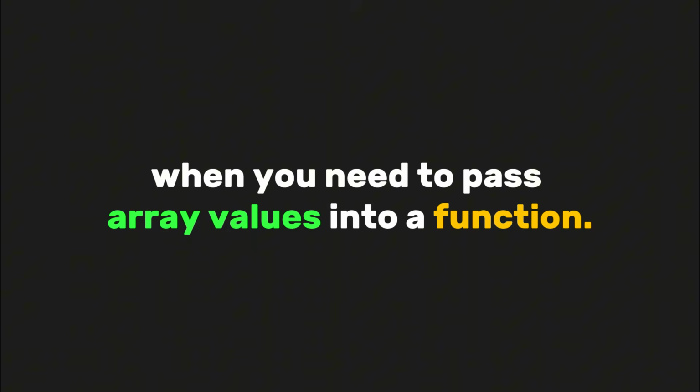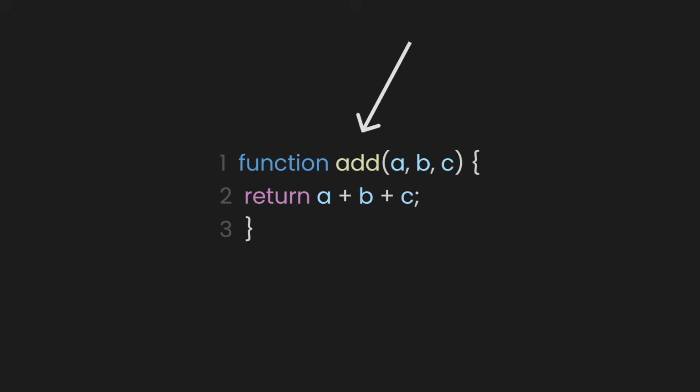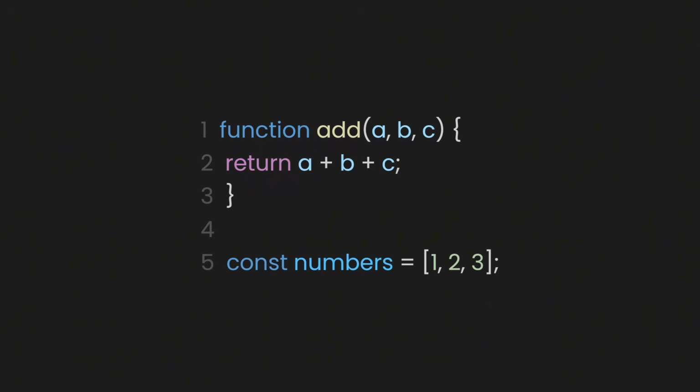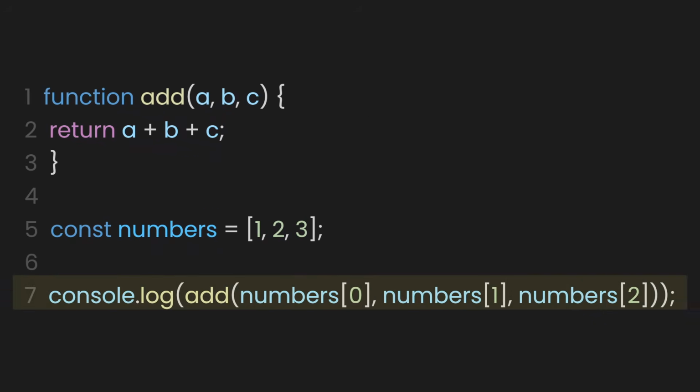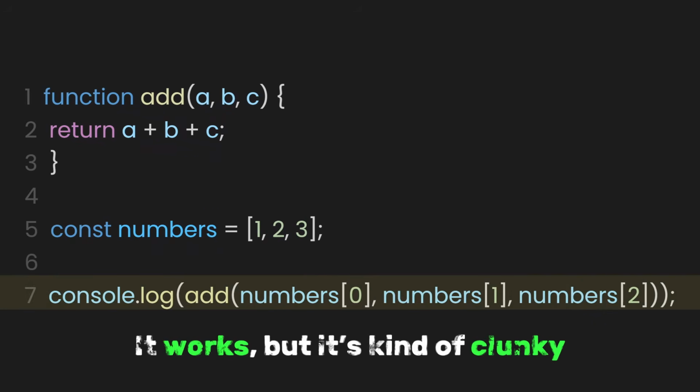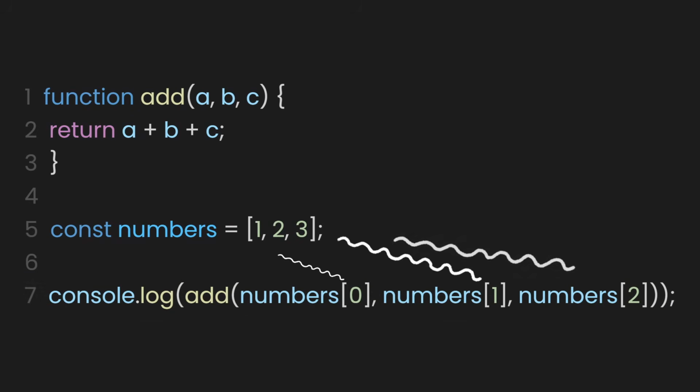Another place where the spread operator really shines is when you need to pass array values into a function. Let's say we have a function called add that takes 3 numbers and adds them together. Pretty simple. It expects 3 separate numbers. Now, let's say we have those numbers stored in an array. If we don't use the spread operator, we'd have to pass them in like this. It works, but it's kind of clunky. We're manually picking each value from the array.